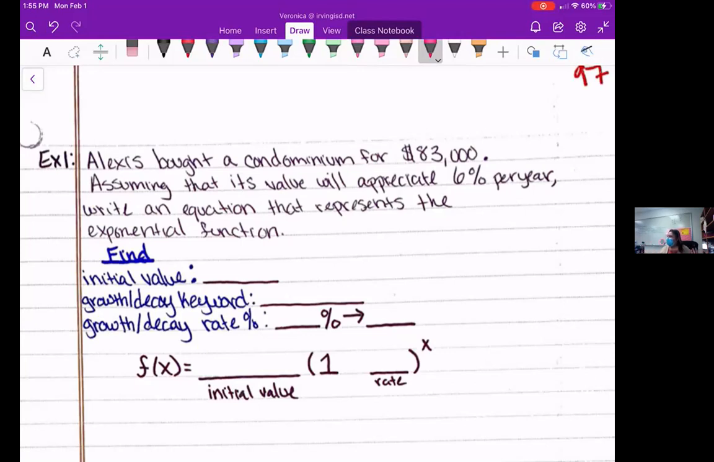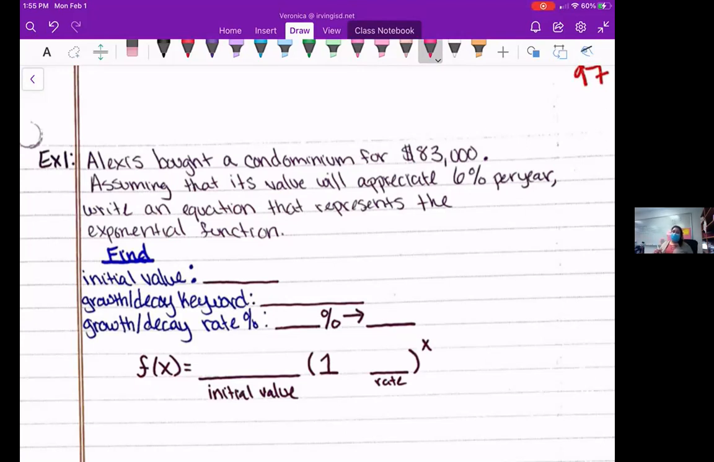I don't know if y'all know what those are, but they're all kind of around the same thing. It's part of the building that you own. Like a duplex. You know how a duplex is 2 houses put in one, but with 2 separate owners? It's the same concept, okay? So that's a condominium. Anyway, so this condo is $83,000. Assuming that its value will appreciate 6% per year, write an equation that represents the exponential function.